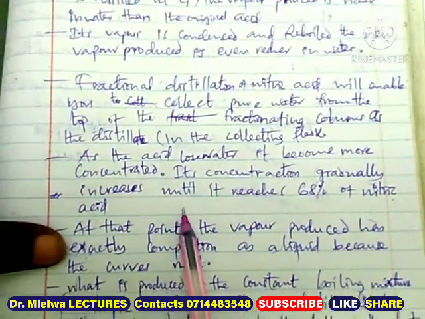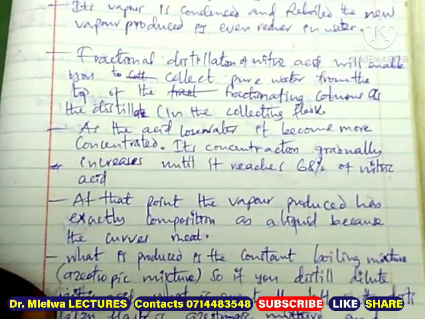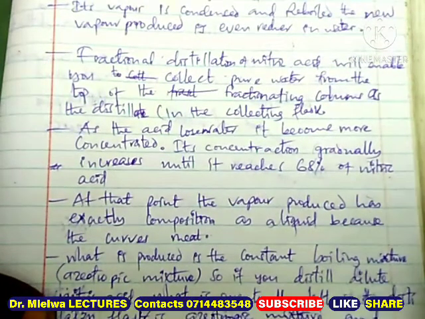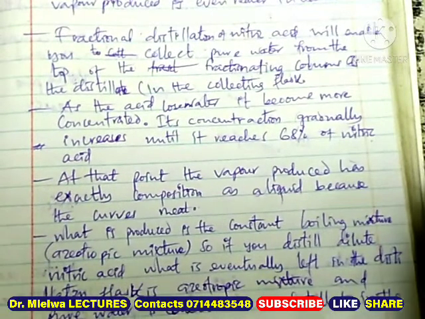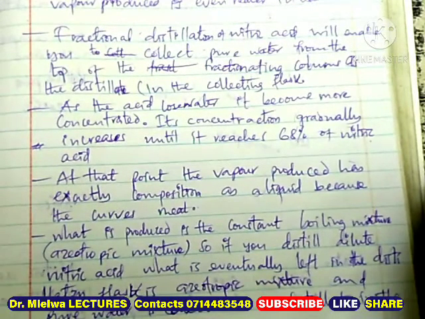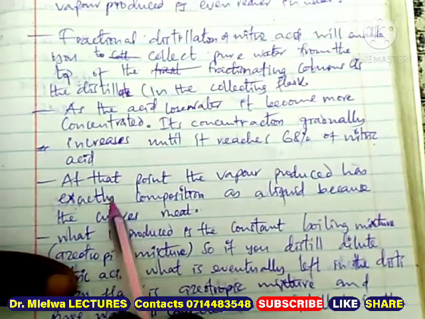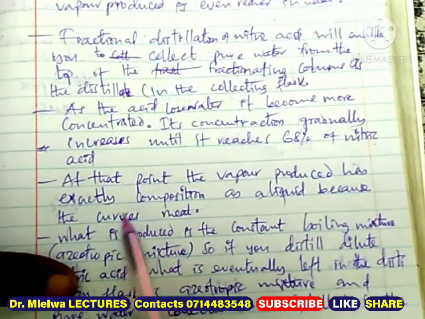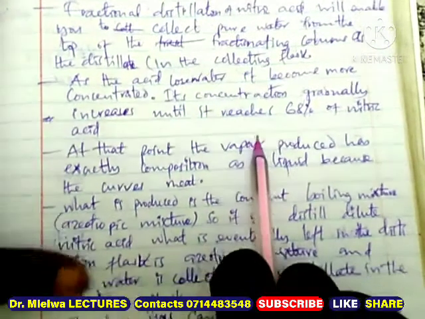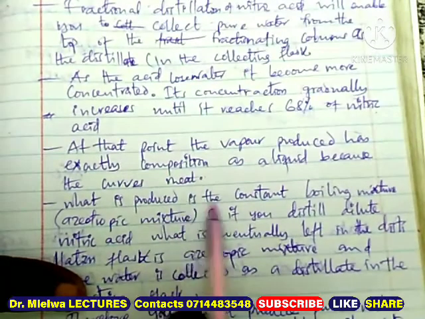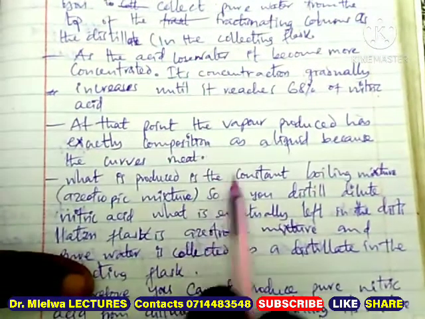So unachotakiwa kujua hapa ni kwamba property ya huku ni different kutoka kule kwenye positive. Kwenye positive residue ilikuwa pure liquid, lakini kule pure liquid unapata nini kwenye collector? Pure liquid yupi? Ni yule aliyezidi. Kama hapa ikiwa 60, less than 68, maana yake aliyezidi nani? Ni water. At that point the vapor produced has exactly the same composition as the liquid, because the curve meets what is produced in the constant boiling point mixture, which is azeotropic mixture.